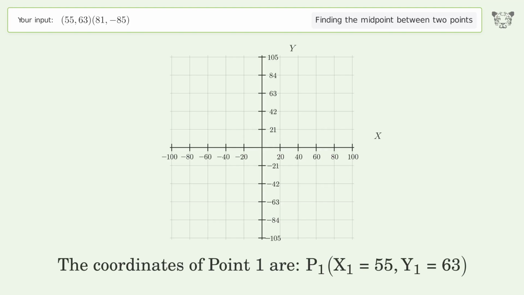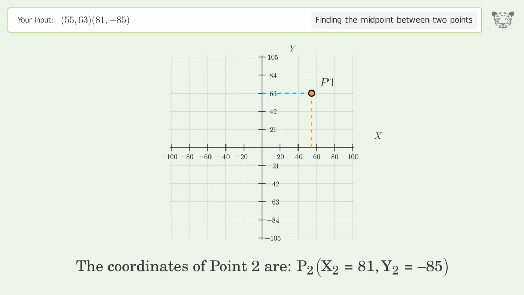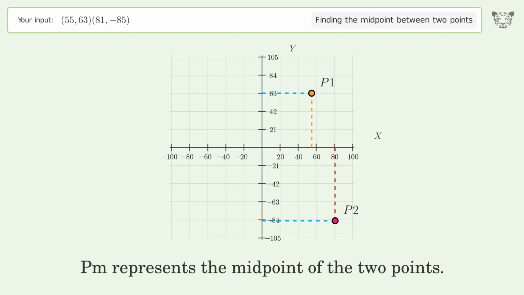The coordinates of point 1 are, x1 equals 55, y1 equals 63. The coordinates of point 2 are, x2 equals 81, y2 equals -85. PM represents the midpoint of the 2 points.